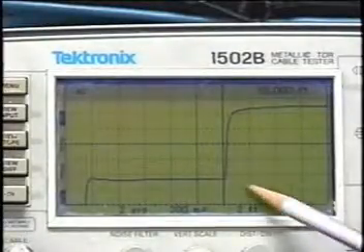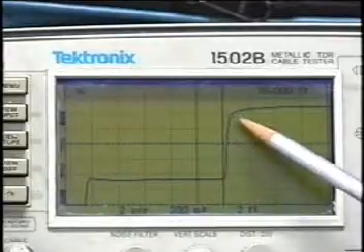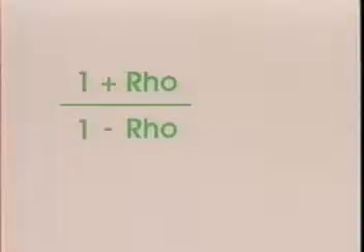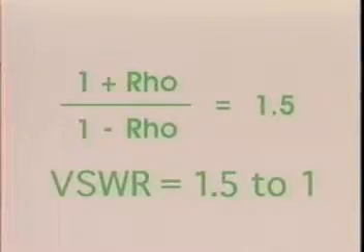Estimate the strength of the reflection in millirows. Convert that value into rows and plug the row value into the equation: 1 plus row divided by 1 minus row. The result of this equation is then expressed as a number in ratio to 1. If the solution to the equation is 1.5, the VSWR is expressed as 1.5 to 1. Compare the calculated VSWR against tolerances listed in the aircraft maintenance manual.